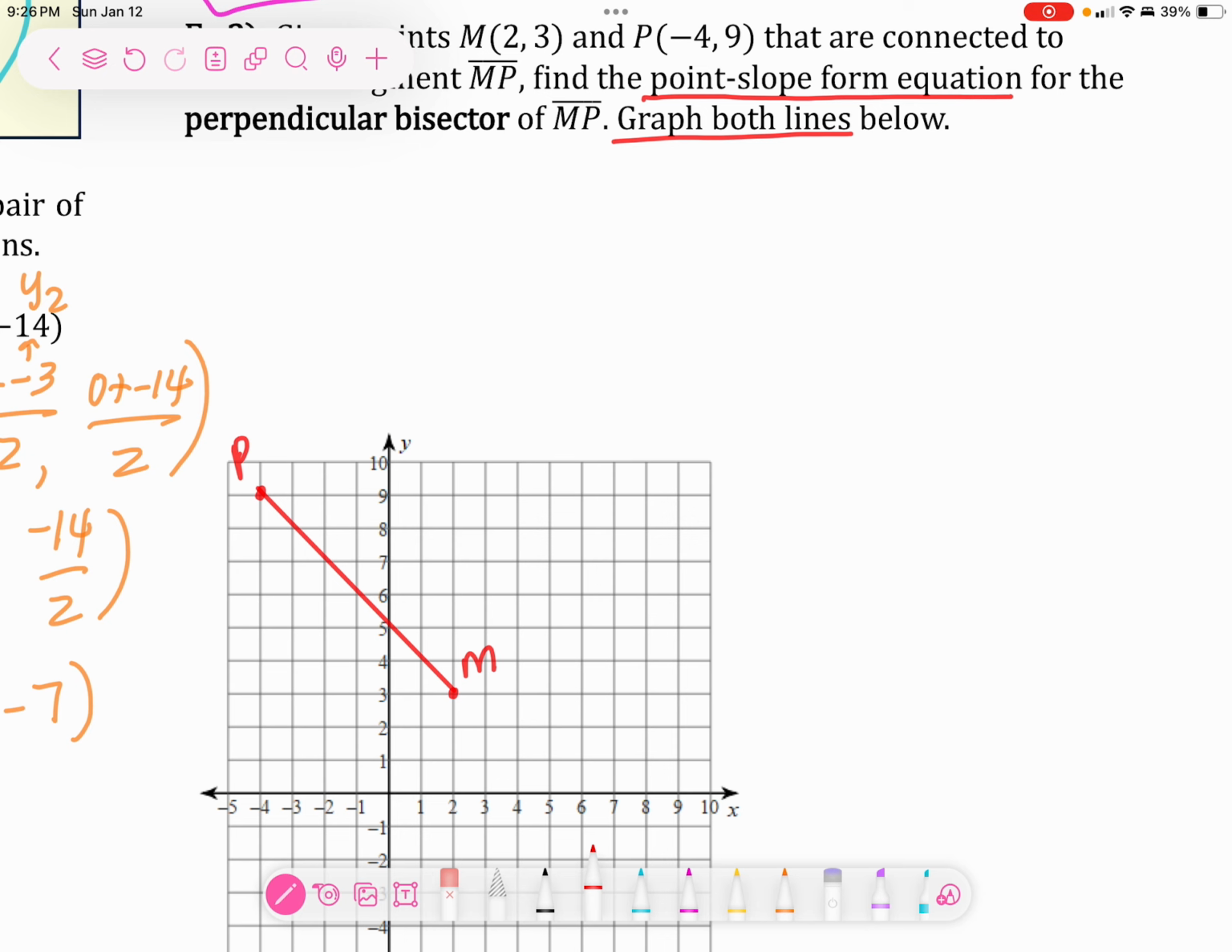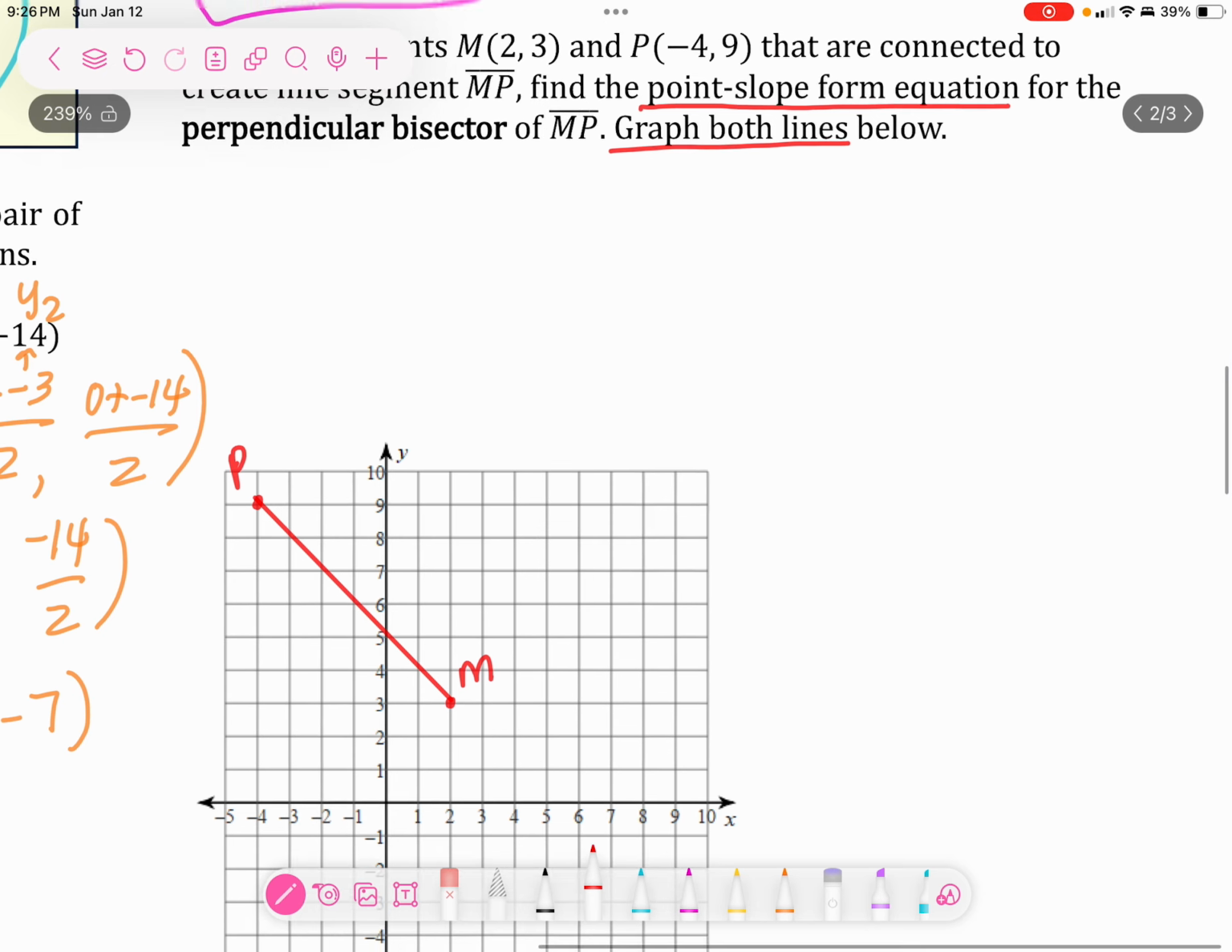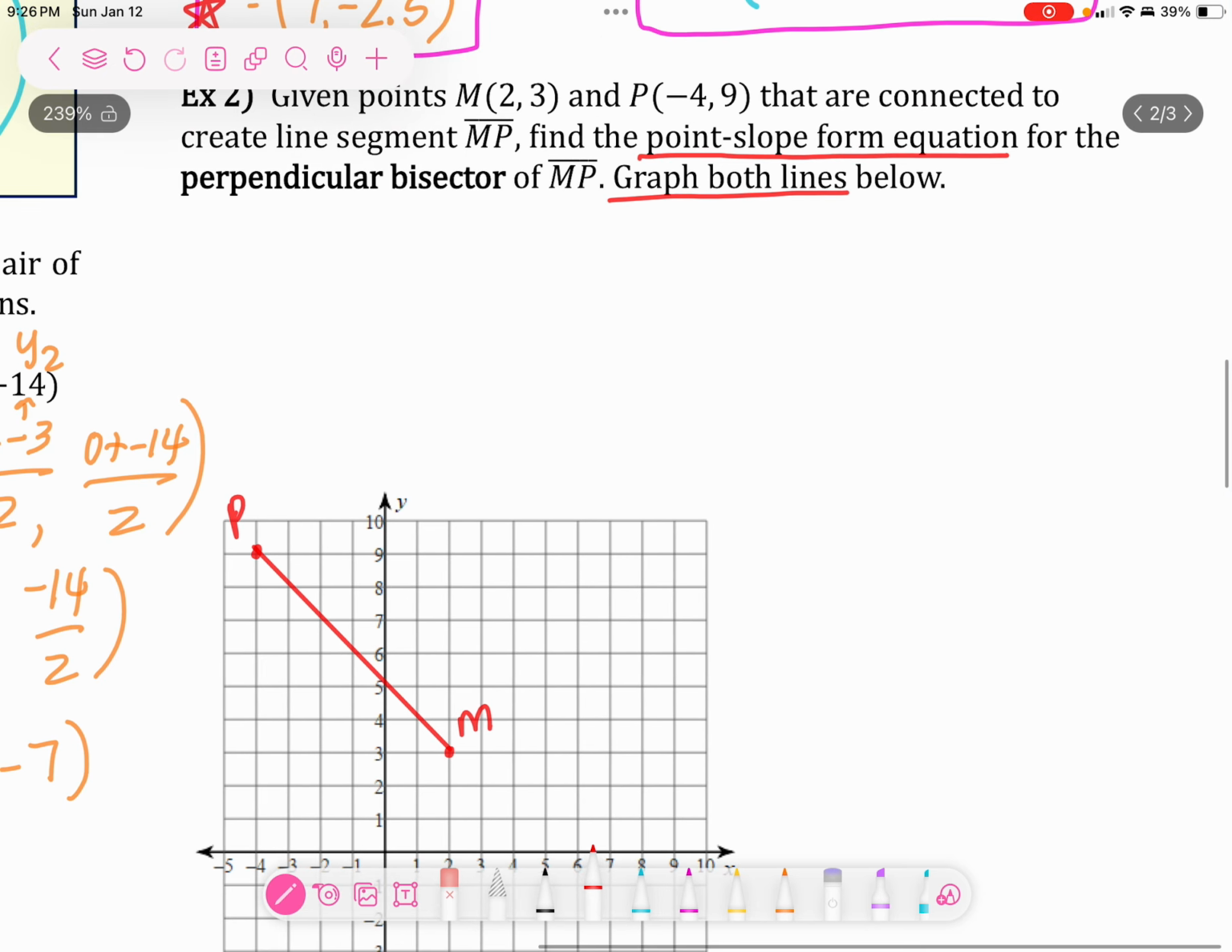Okay, so there's my segment MP. You can see that that segment has a negative slope. And we've already graphed one of the lines. Now we've got to graph the other line, and we've got to make a point slope form equation for it. And this other line is going to be a perpendicular bisector of MP.